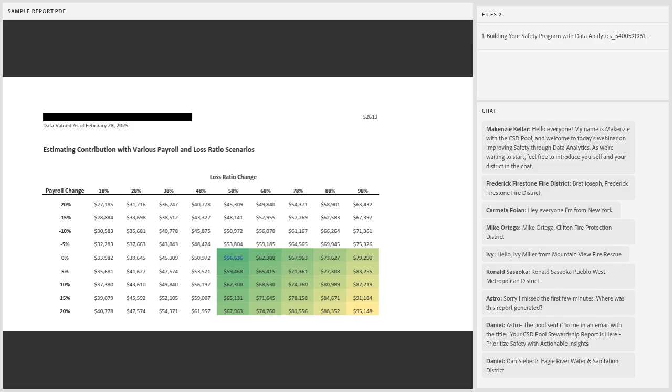Oh, I can see in the chat there was a question. When was this report generated? It was generated in May. We emailed everybody a copy. If you can't locate it, let us know. We'll be able to send you a copy.